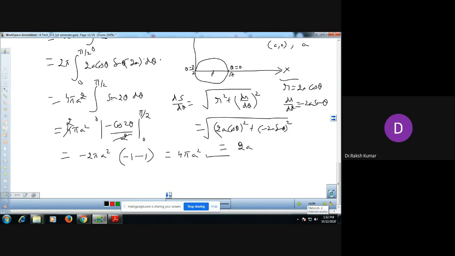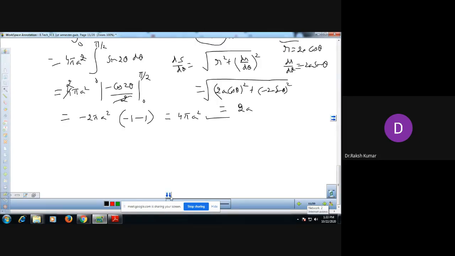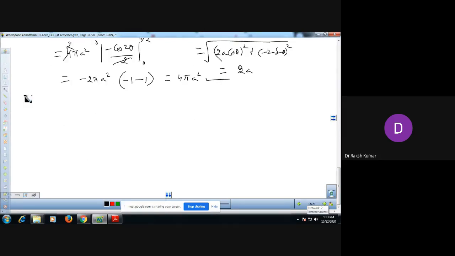So these are the two important types, parametric form and polar form, for finding out the surface area of the solid of revolution. So I think it's clear now. And one more question. I will just guide you. You will complete it at home.